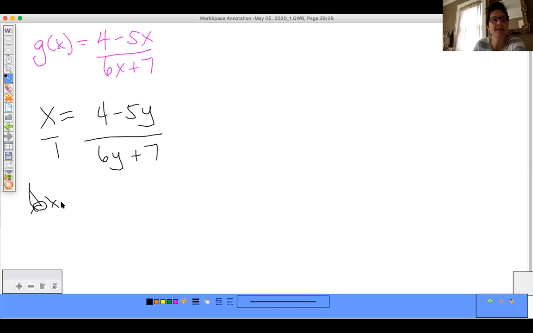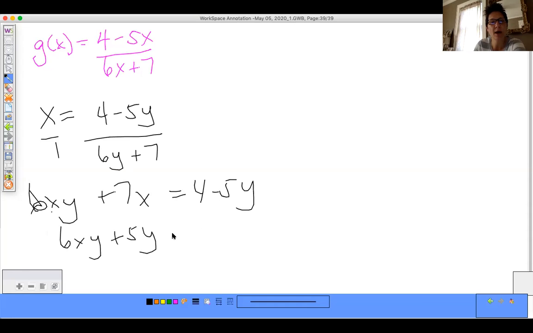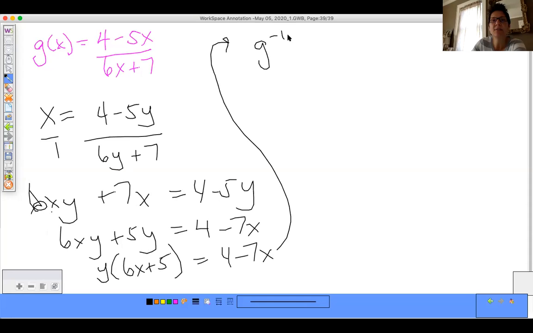Now I'm going to throw this over 1 and we're going to cross multiply. So I'm seeing 6xy plus 7x is equal to 4 minus 5y, right? Because if I multiply this times this, I'm going to distribute the x through. And then the next thing is you want to get everything with a y to one side and everything that doesn't have a y to the other side. So I'm going to move the 5y to the left and I'm going to move the 7x to the right. So then this is going to be 6xy plus 5y is equal to 4 minus 7x, because if you remember, anytime you move something to the other side, it changes signs. So now beautifully here, I can factor out a y, which is going to leave me with y times (6x plus 5) is equal to 4 minus 7x. And now I can say that my inverse function is going to be equal to (4 minus 7x) divided by (6x plus 5).